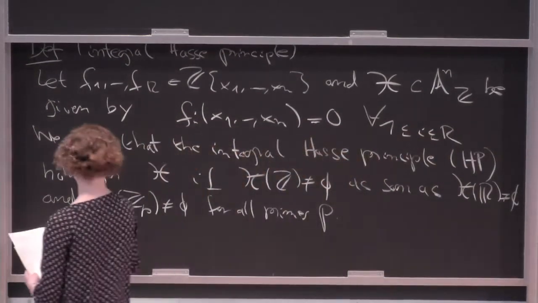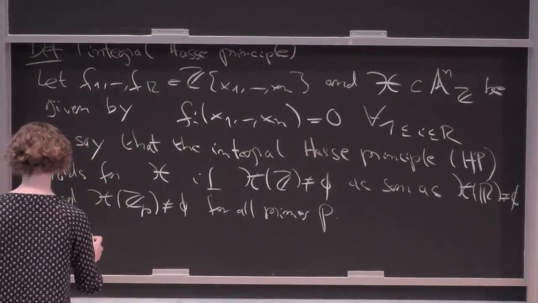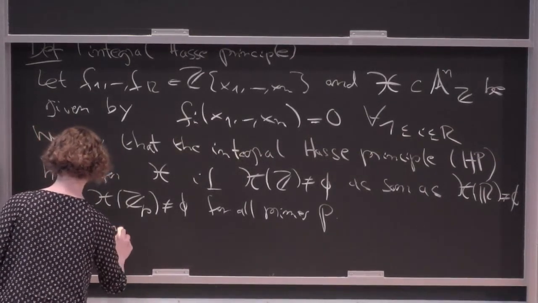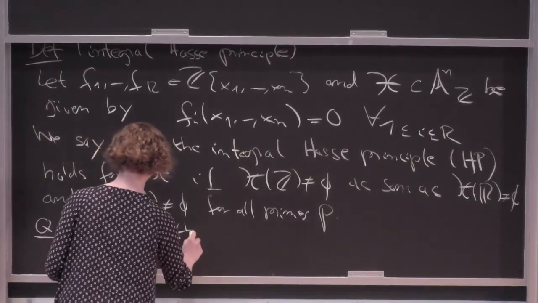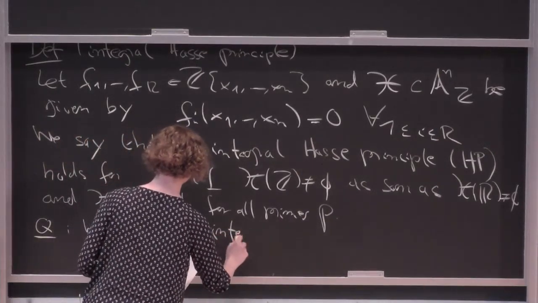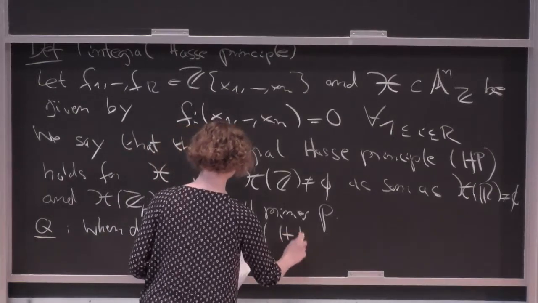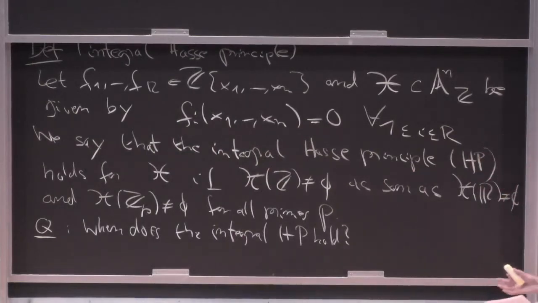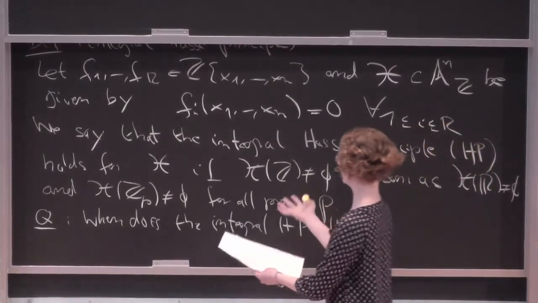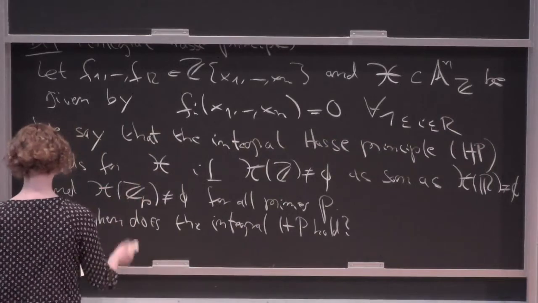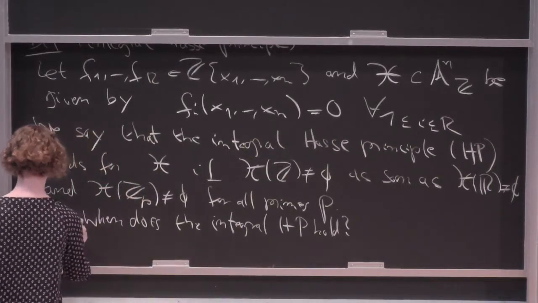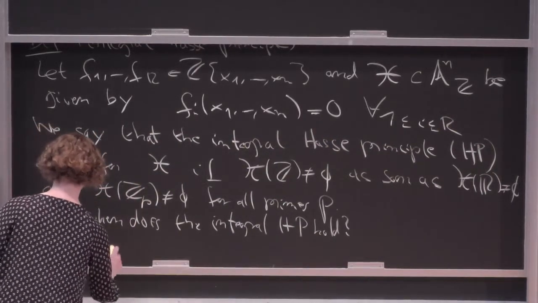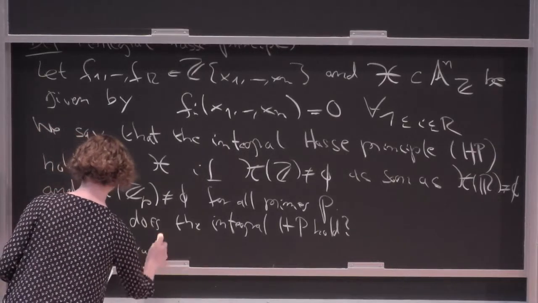So a question that one is interested in, of course, is when does the integral Hasse principle hold, under what conditions? Which is also computationally relevant because the local conditions can be checked. It's a computable problem. So if the integral Hasse principle held, then you would have an algorithm to figure out whether you have a solution or not for those systems for which it does hold. And if it does not hold, what are the obstructions to it?